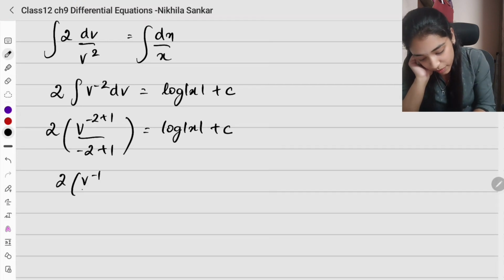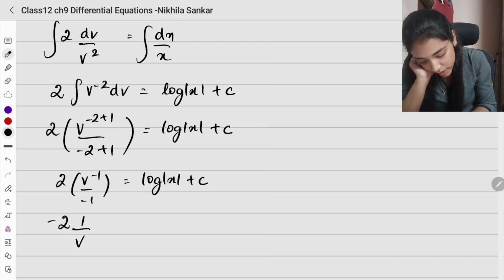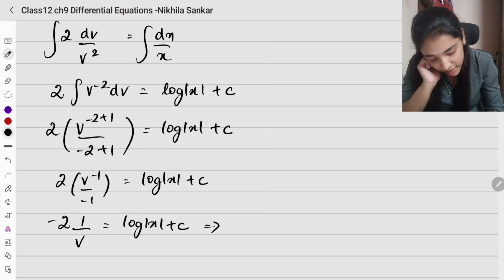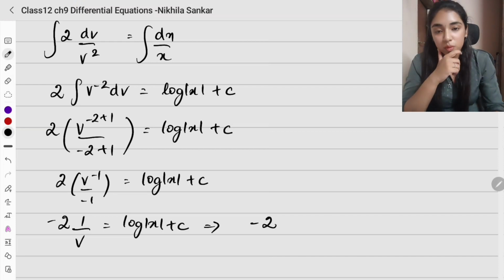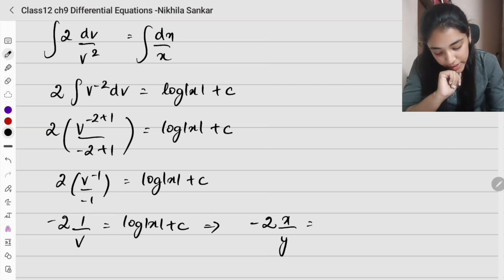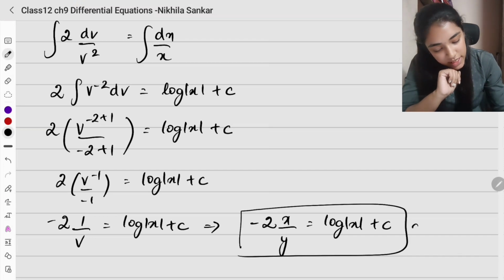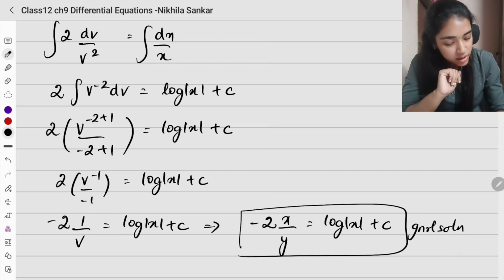So I have 2 times v to the power minus 1 divided by minus 1 equals log mod x plus c. So I have minus 2 times 1 divided by v equals log mod x plus c. So this is nothing but minus 2 times, v being y by x, 1 by y by x is x by y, equals log mod x plus c. So this is my general solution.